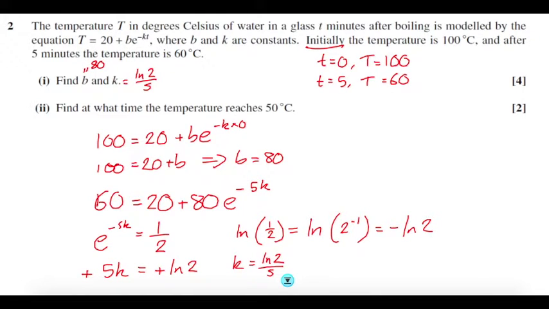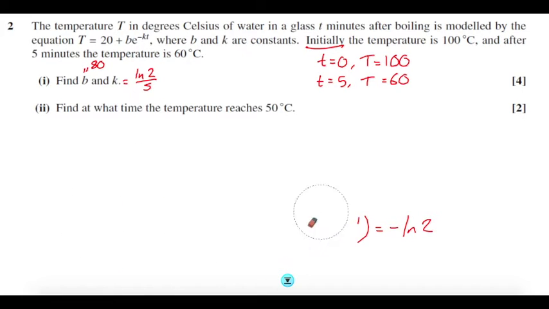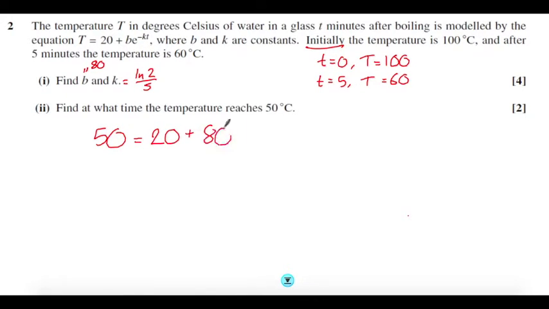Find at what time the temperature reaches 50 degrees C. So for that to happen, big T is 50, and this is going to be 20 plus 80 e to the minus ln 2 over 5 t.